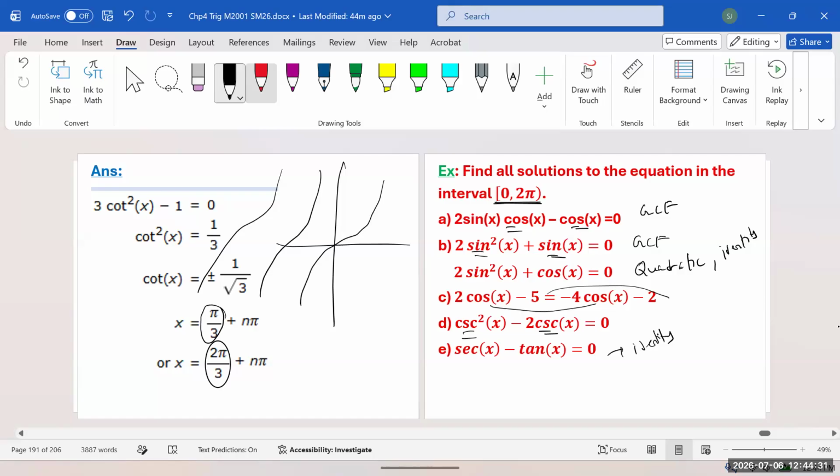Cosine of x. So just like normal algebra, if you have 2xy minus x equals 0, how are you going to solve? Similarly. So GCF means greatest common factor. Quadratic means you're going to factor this way, but first you need to use identity to have only one. So our goal is to have only one trig function in each factor.